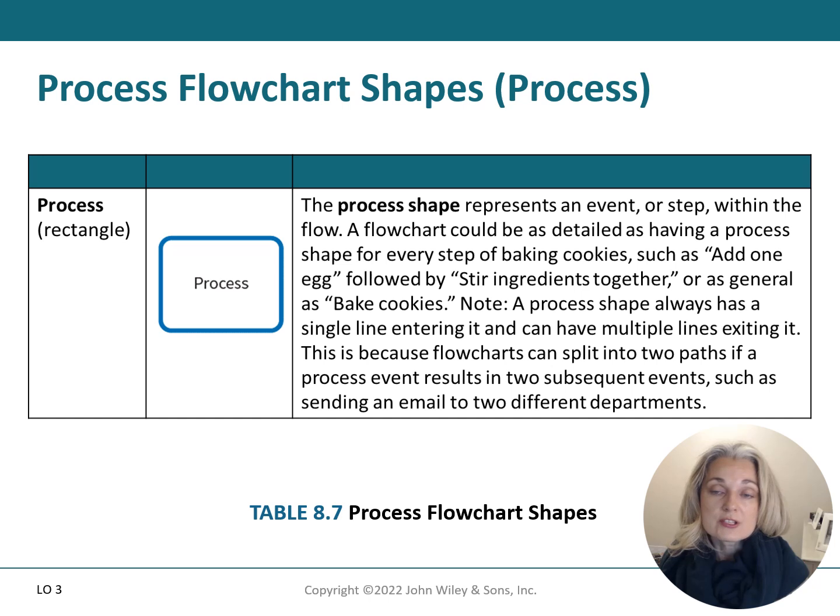Note, a process shape always has a single line entering it and can have multiple lines exiting it. This is because flowcharts can split into two paths if a process event results in two subsequent events, such as sending an email to two different departments.